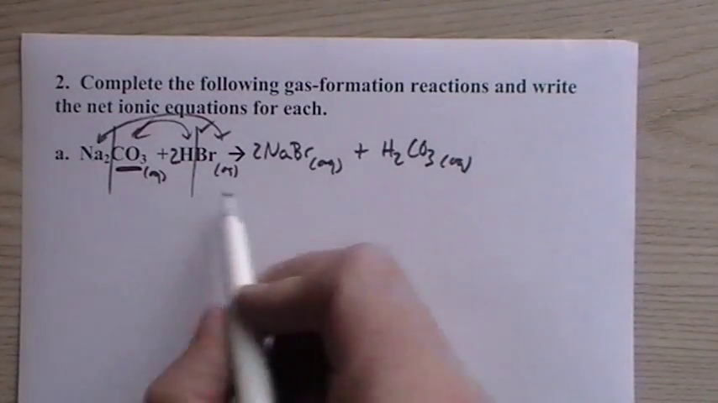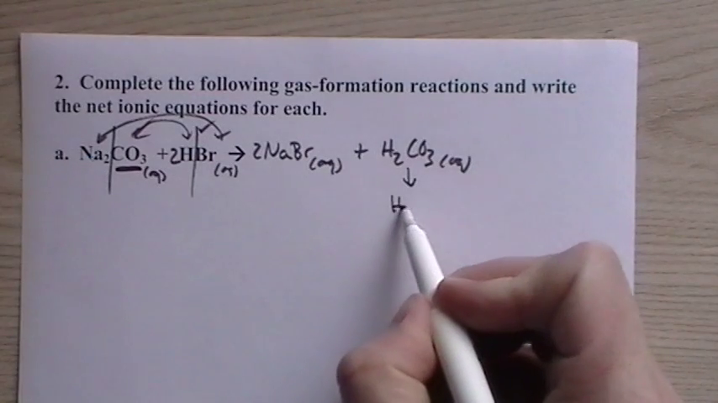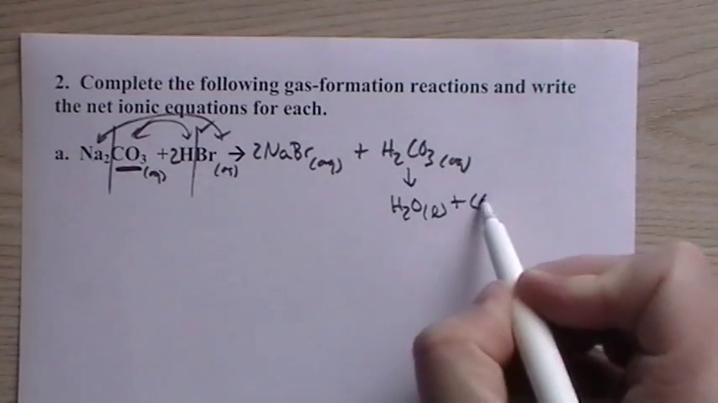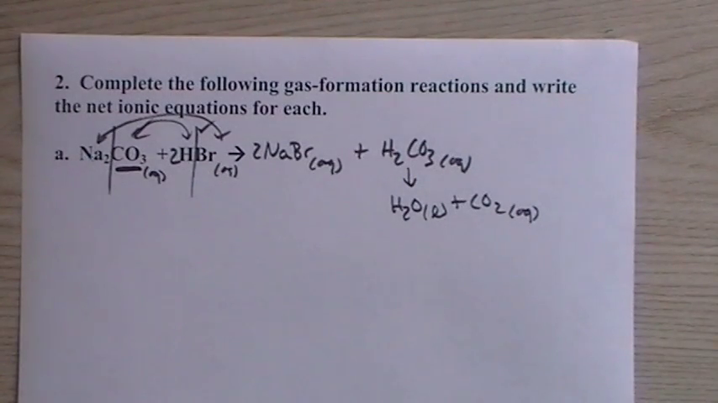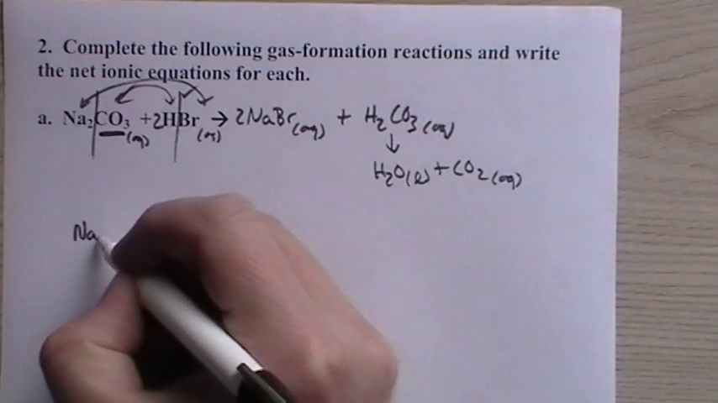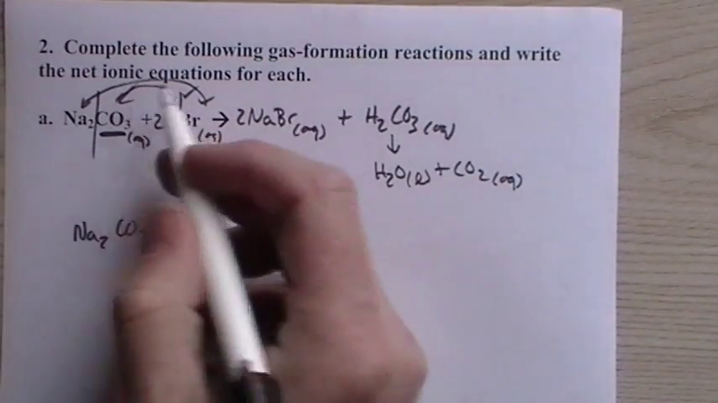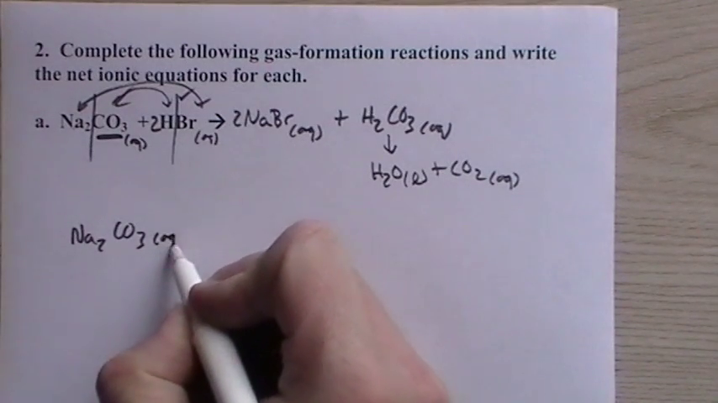Now, CO2 gas is produced. So what happens is this goes on to produce water and CO2. It's carbonic acid, it's unstable, and it breaks up into water and CO2. So the real reaction that you want to write, and then I want the net ionic equation, right? So I'm going to rewrite it.